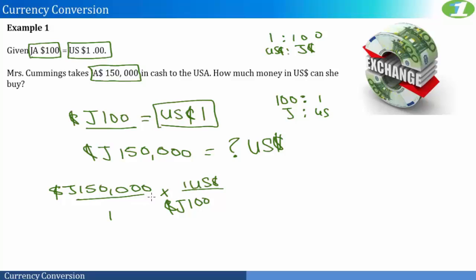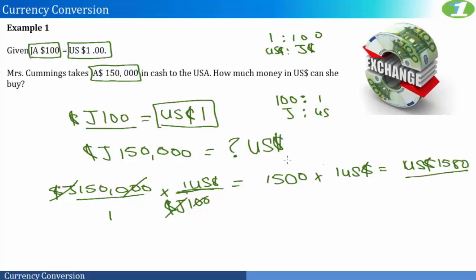And the reason I do this, as we've been doing all through this course, is that it's a nice way to apply a chain to convert from one unit to another unit, all right? So here we see that my J dollars is gone, and then I'm dividing through by 100, all right? So I end up with 150, or this is actually 1,500, times 1 US, which gives us 1,500 US, all right? So this works out to be 1,500 US.